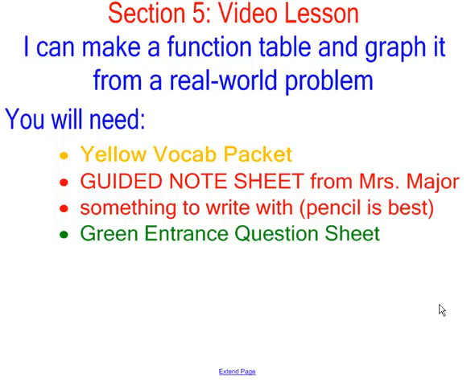Section 5, I can make a function table and graph it from a real world problem. Make sure you guys take out your guided notes and all your other materials that you have for every other lesson. Make sure you fill out your notes as I go through this lesson.